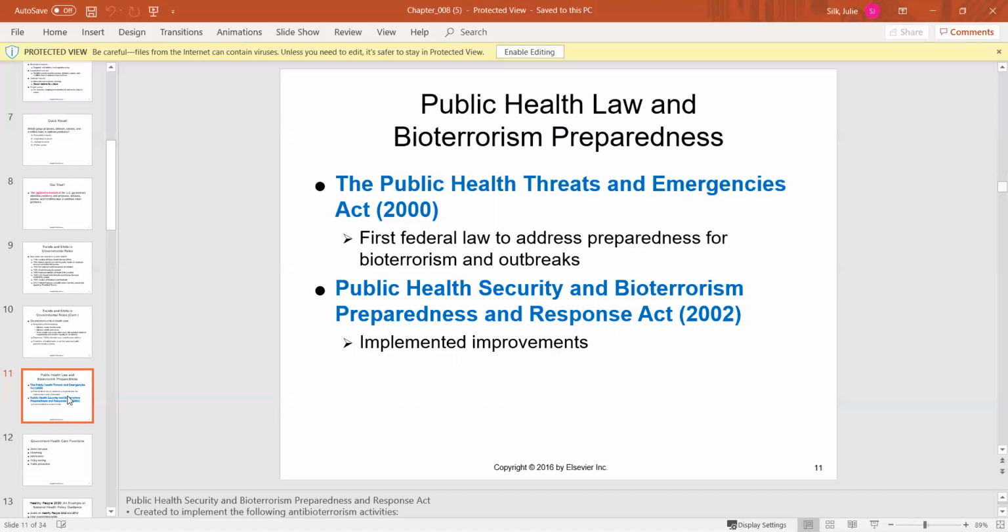They also wanted to improve water and food supply protection so that it wouldn't be easy for another terrorism event to happen, where they poison our water supply or try to do something to our food supply. And then they also wanted to implement tracking and regulations to help with all of this as well.